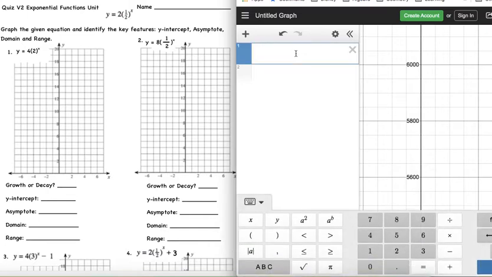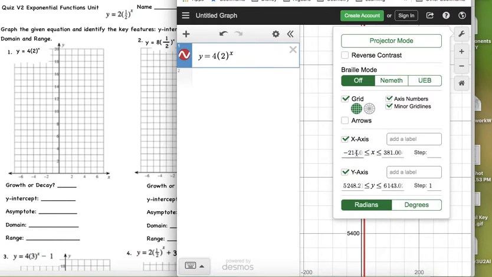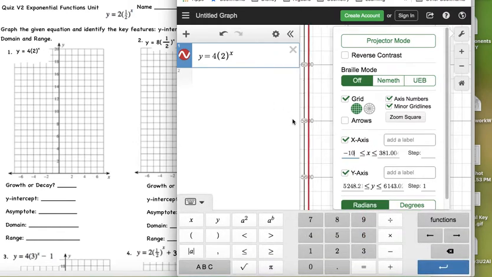So this first equation I'm going to type in, we've got y equals 4 parenthesis 2 to the power of x. An exponential equation is when you have your variable, the x value, in the exponent. So right now, let me adjust the window here. It's kind of gotten to some weird settings. I'm going to make it just be like -10 to 10.